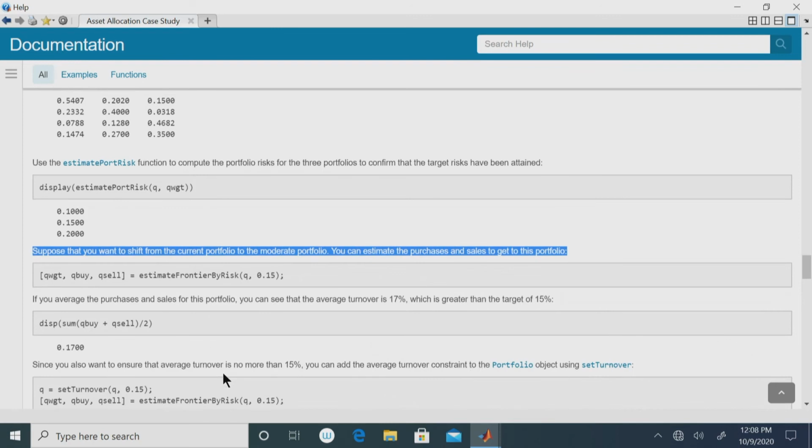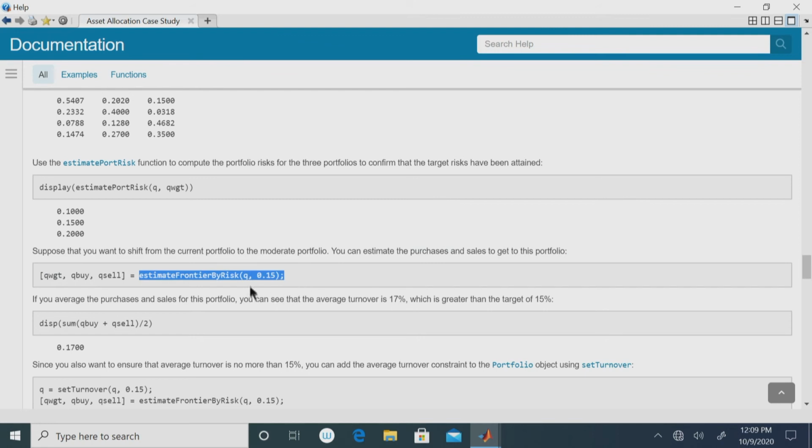So, suppose that you want to shift. What you do is set the Q weights. You set the efficient frontier by risk to be Q, and you set it to be 0.15. That means your turnover can be 15%. Now, Q buy will give you the buying that you have to do, and Q sell is the selling that you have to do.